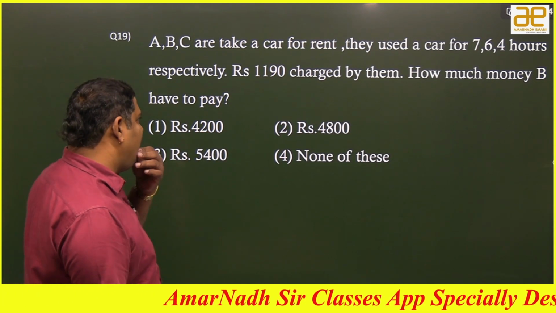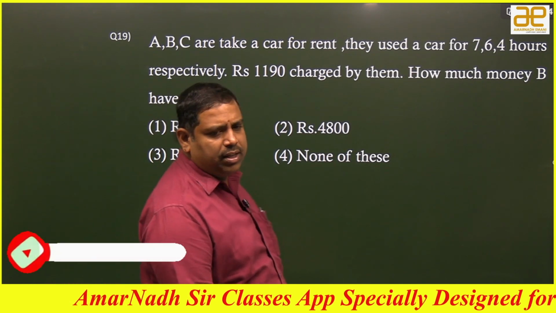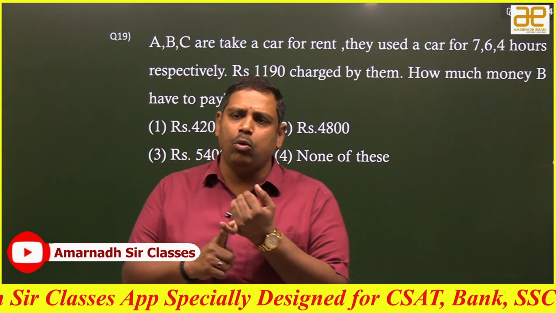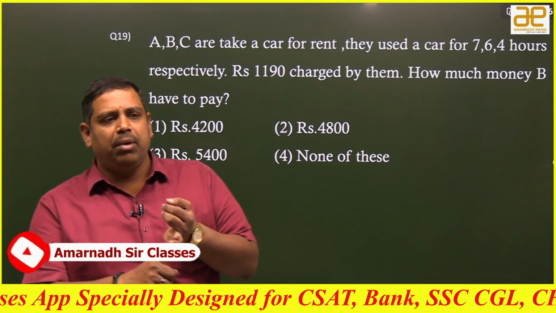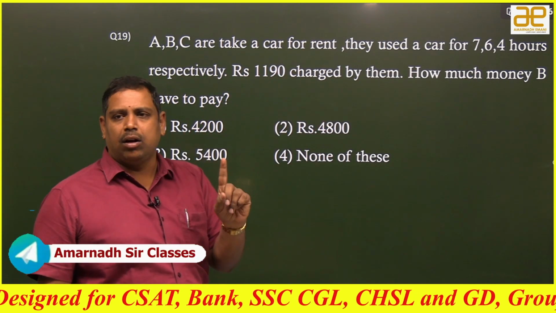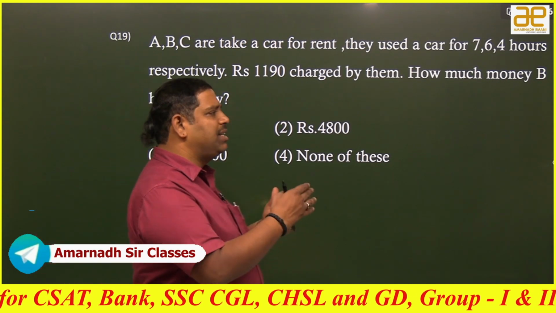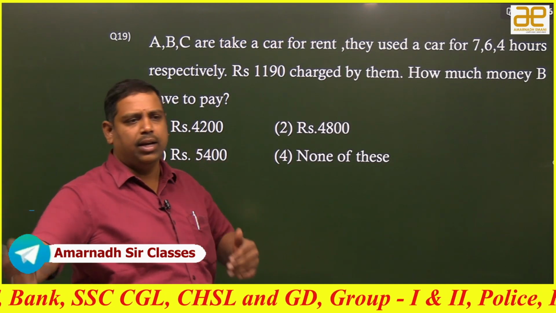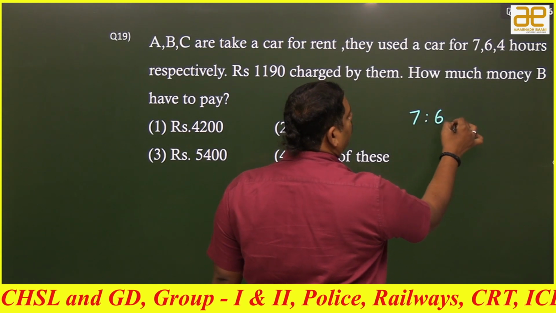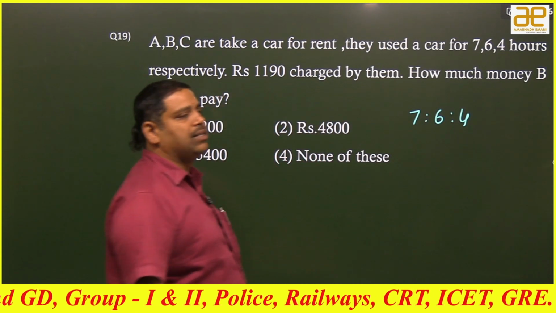In general, in the rent problems, we will distribute in the ratio of number of cars or number of vehicles or number of cows into time period. But in this question, no need of number of cars. Why? Because all together have taken a single car. So, one car means number of cars is 1 for each. Then happily we can distribute the rent in the ratio of their time periods of utilization.